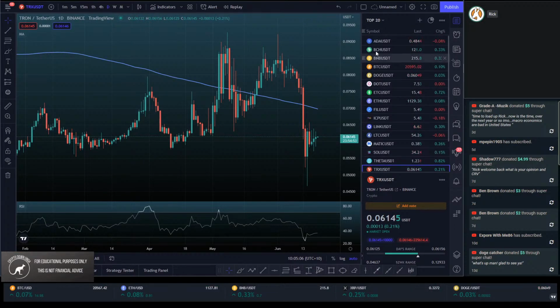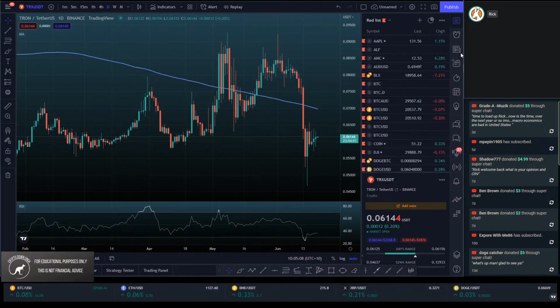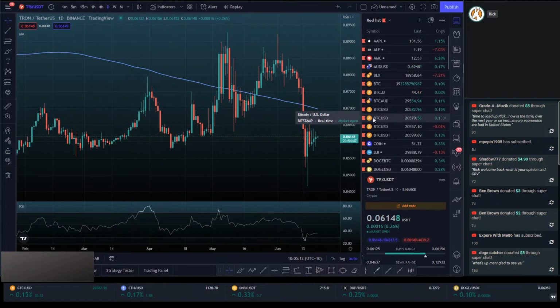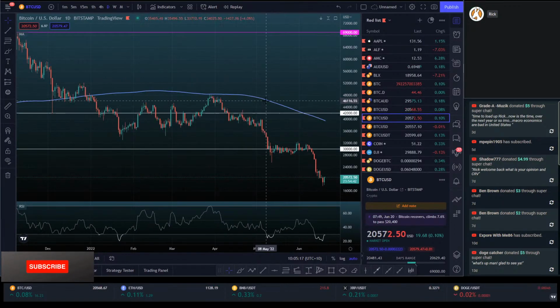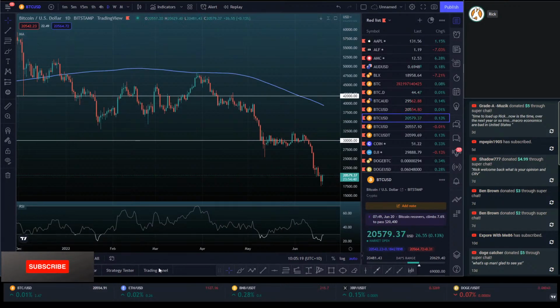I want to go back to, let's have a look. Let's check out a bit more of a historical chart for Bitcoin. Bitstamp, this is the one. Let me just throw up a line for 20K.